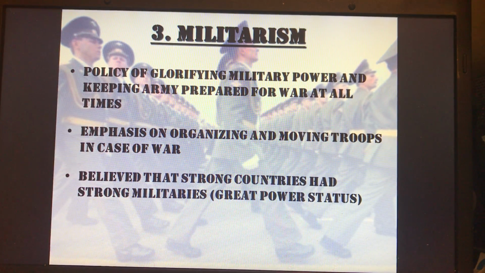All right, so we've laid out nationalism, imperialism, territorial claims and disputes. Now we'll take a look at a third long-term cause, militarism. You keep a large army ready and waiting for conflict. They're prepared for war at all times. The emphasis is on organizing and being able to move troops in case of war. Strong countries, great power status countries, all had strong militaries. This was a huge belief with these nations at the time, and if you were going to be a great power, you not only had to be highly nationalistic, you not only had to try to get as many colonies as you could, but you also had to have a big and strong military.